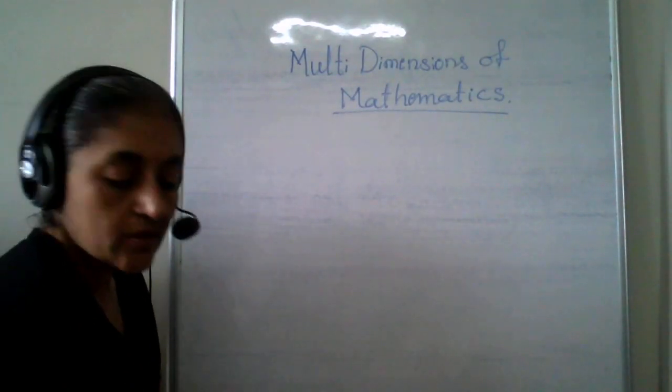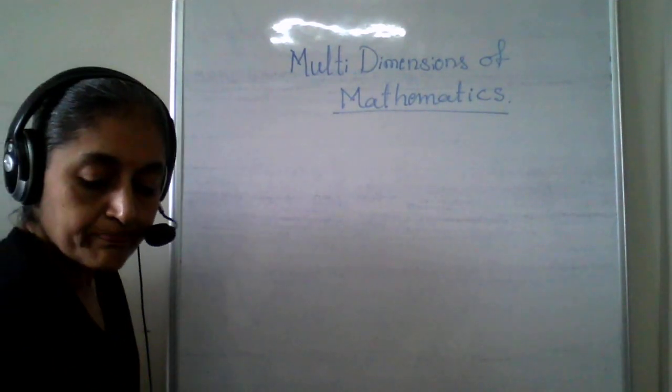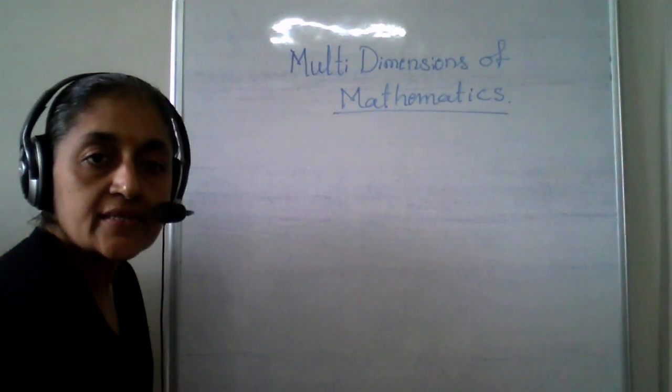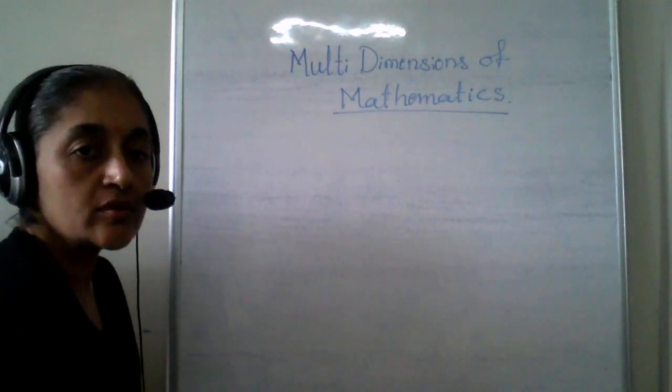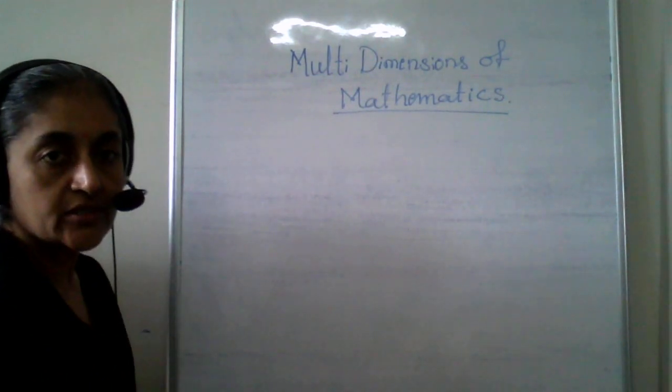Hello students, there was a request to show how the given decimal numbers are converted into vulgar fractions. First let us understand what a vulgar fraction is.